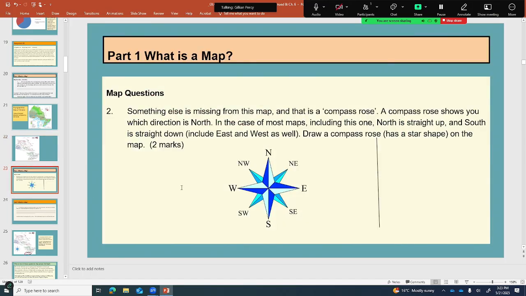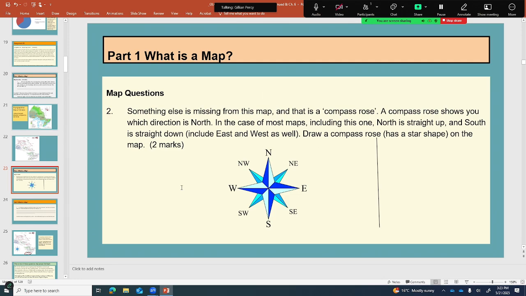Okay. Number 2, something else is missing from this map, and that is what's called a compass rose. A compass rose shows you which direction is north. In the case of most maps, including the one we have here, the north is usually straight up the top of the page, and south is straight down. East is usually to your right, and west is to your left.